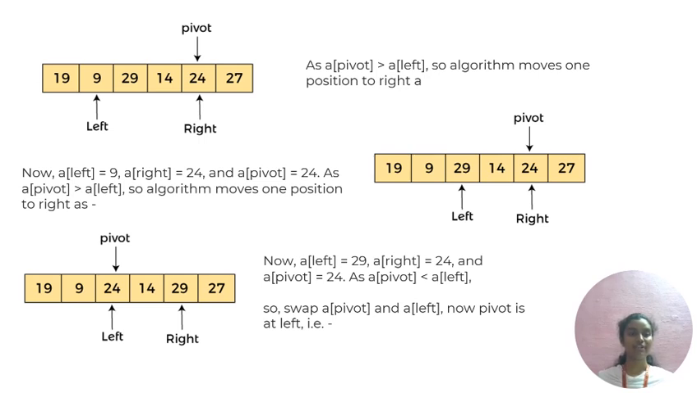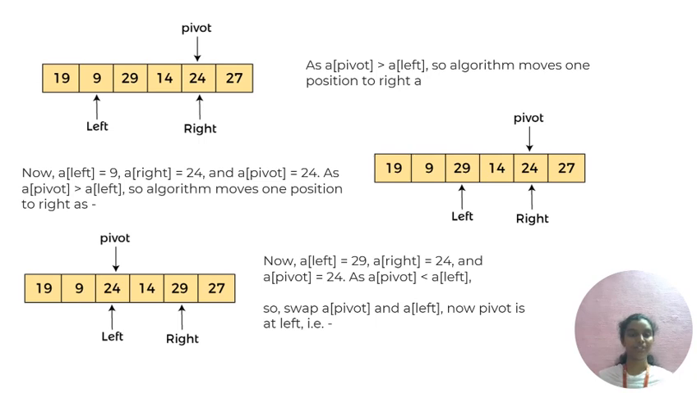Now A of left is equal to 9, A of right is equal to 24, and A of pivot is equal to 24. As A of pivot is greater than A of left, the algorithm moves one position to the right.